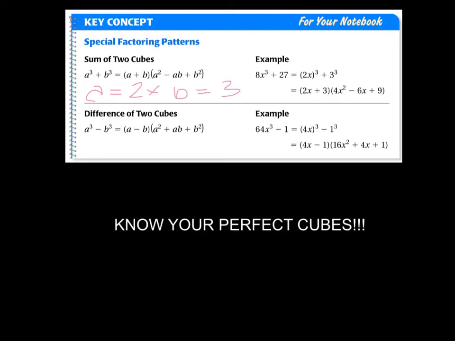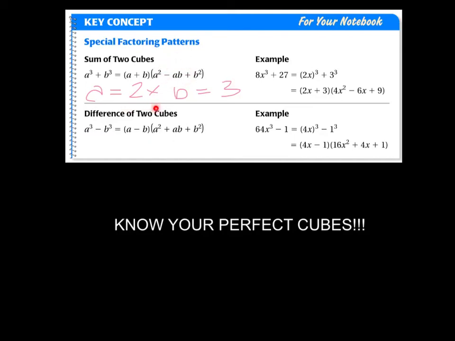Now note the formula for the sum of two cubes here. We have a plus b, so for the sum of two cubes, a raised to the third power plus b raised to the third power equals a plus b, so the plus matches the plus. And in the second set of parentheses, we have a squared minus ab plus b squared. Note that the middle term has a negative in front of it. It's very important not to miss that negative sign. Everything is pluses in between except for the middle term, which gets a minus ab.